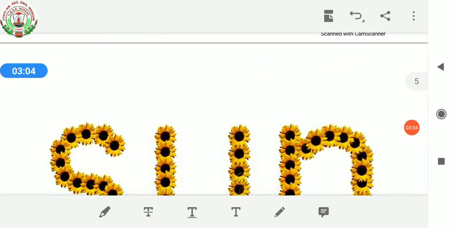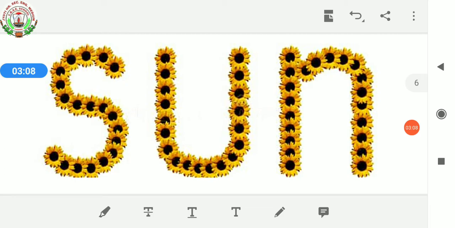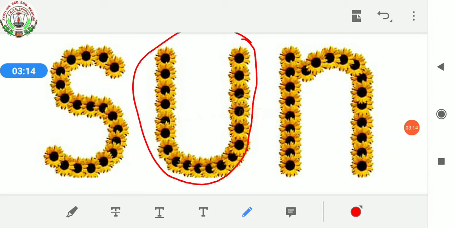Now look at the next image. It is written over here: sun, S-U-N, sun. Here also U is a vowel and the rest two, S and N, these two letters are consonants.